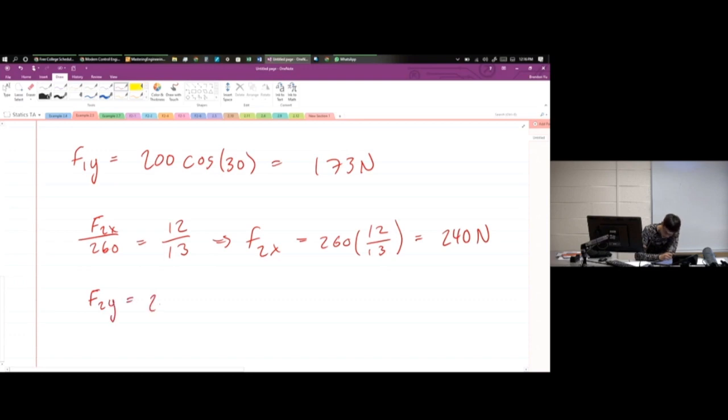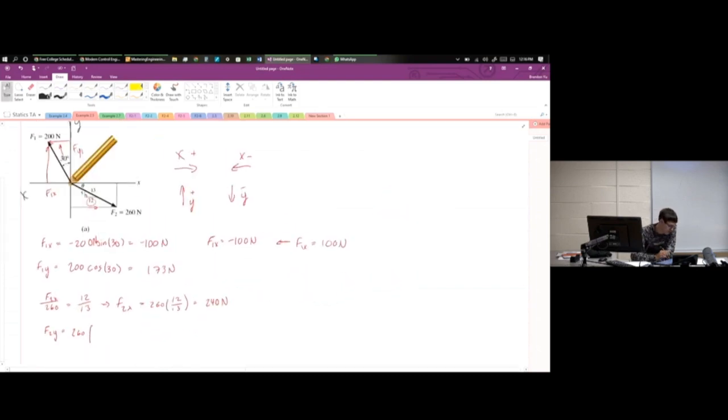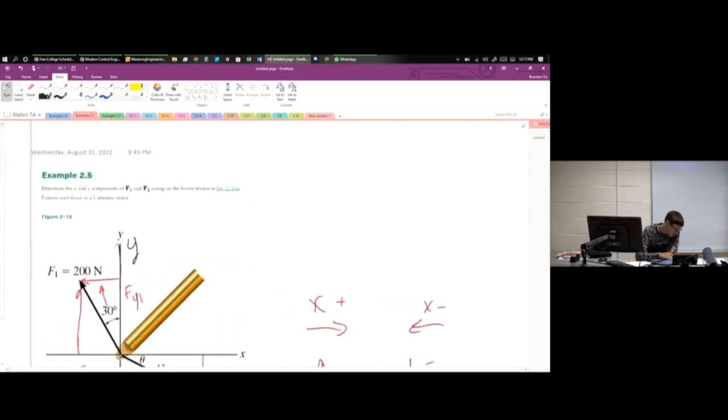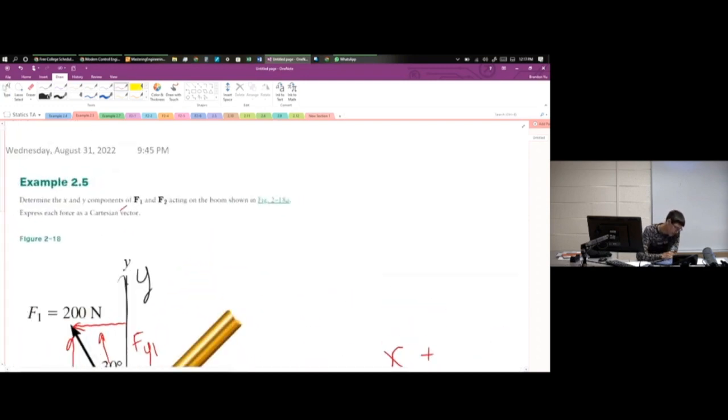Would equal 260, and then who can tell me what the relation is going to be here? Which one over which? Right, so that's going to describe your y direction. So when you do that out on your calculator, you're going to get 100 newtons, right? So determine the x and y components of the F1 and F2 force acting on the beam.